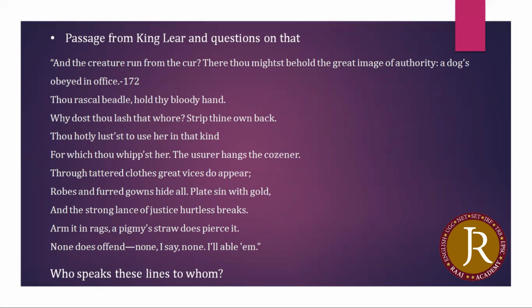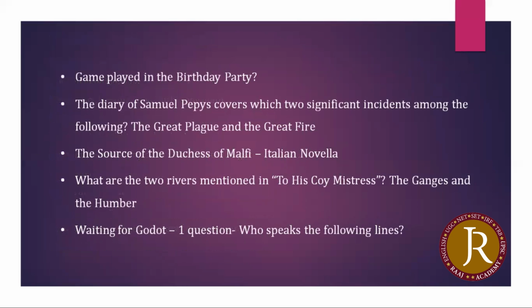Usually we get 3 to 4 questions, but this time there were some more questions. But still, these types of questions are comparatively easier to attempt than one-word questions. There was a question on a birthday party: what was the game which was played? The Diary of Samuel Pepys covers which 2 significant events of the time? And the answer is the Great Plague and the Great Fire.